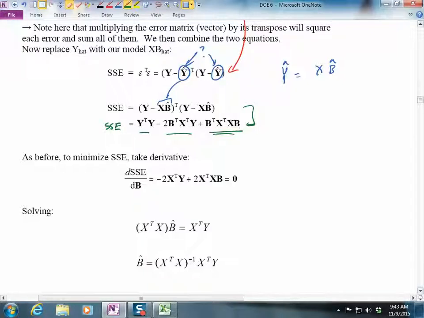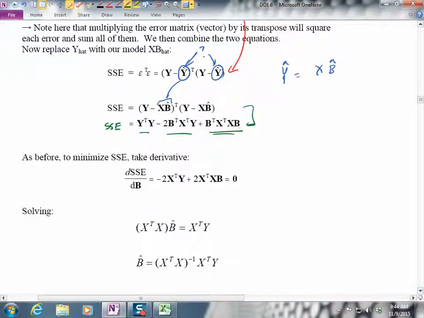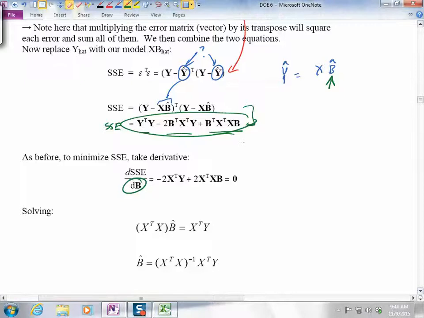So we've got that, and now, just like before, we took the derivative with respect to the coefficients and set it equal to 0. So the coefficients, that's the b. So we're going to take the derivative of this with respect to b and set it equal to 0, and it behaves just like you would hope.